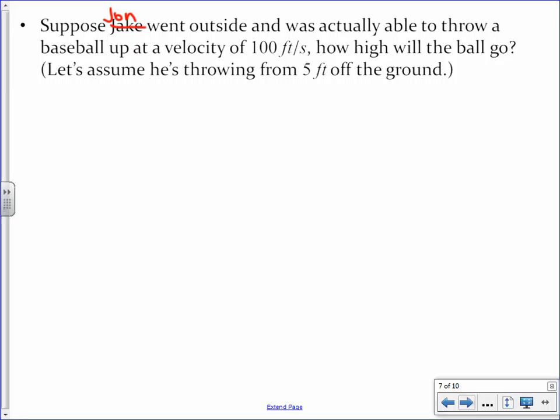Suppose John went outside and was actually able to throw a baseball up at a velocity of 100 feet per second. How high would the ball go? Let's assume when he releases the ball, it's 5 feet off the ground.